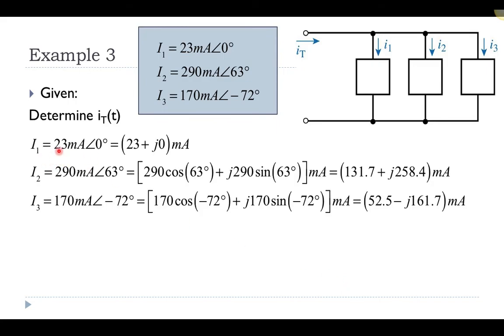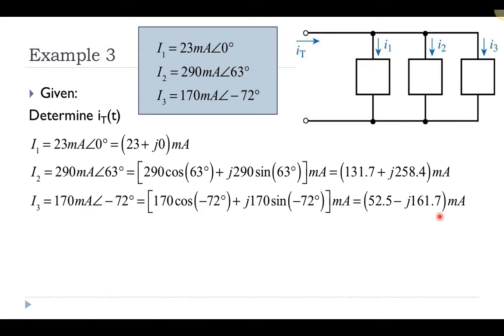The first current has a phase angle of 0, which means it only has a real part. The second one has a phase angle of 63, so I can find the real part by taking 290 times cosine of 63, and the imaginary part by taking 290 times sine of 63, and I can put those numbers in. I get specific numbers. I can do the same thing for the last current, which has a phase angle of negative 72. So 170 times cosine of negative 72 is the real part, and 170 times sine of negative 72 is the imaginary part. I get 52.5 for the real part and negative 161.7 for the imaginary part.